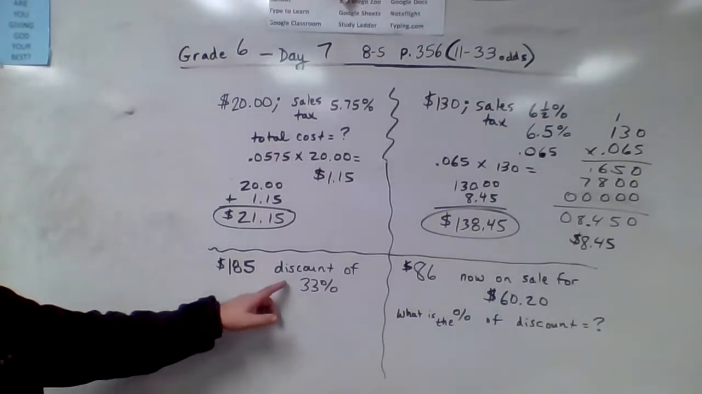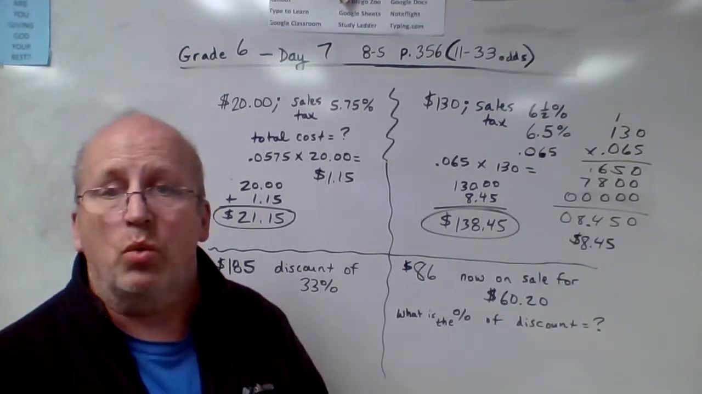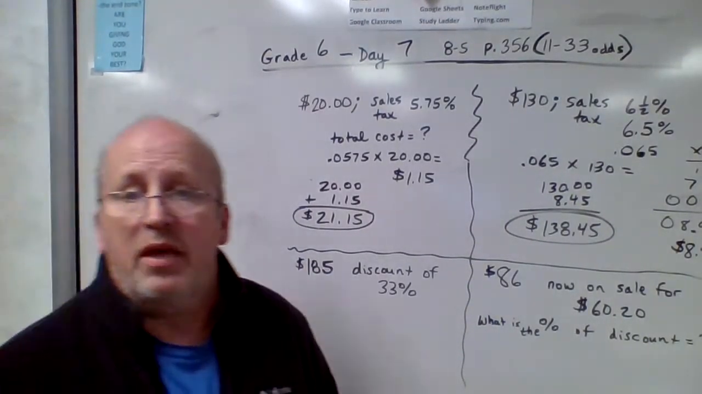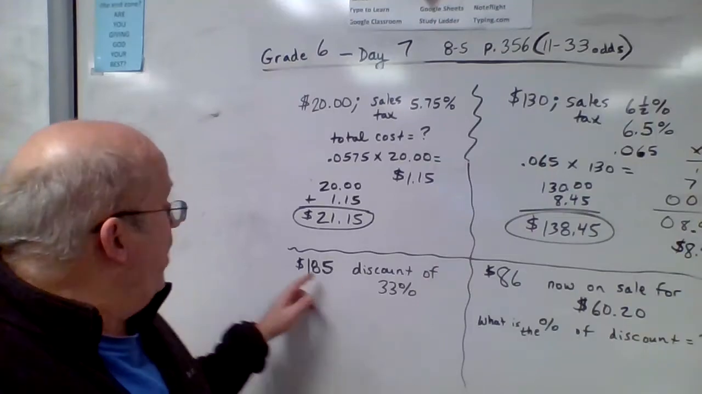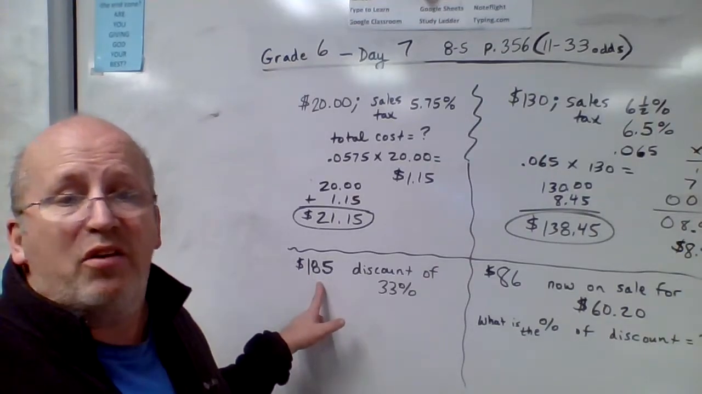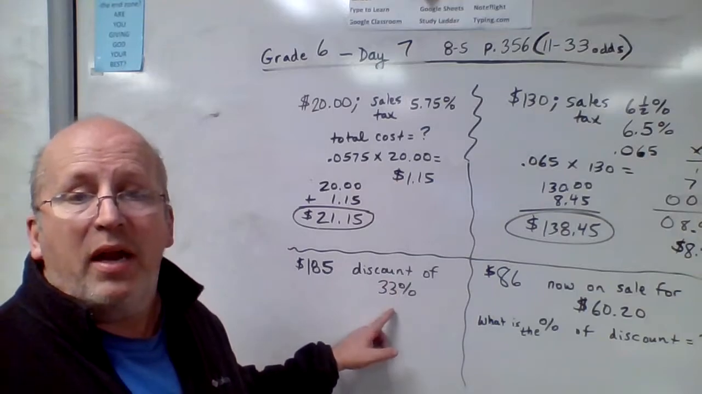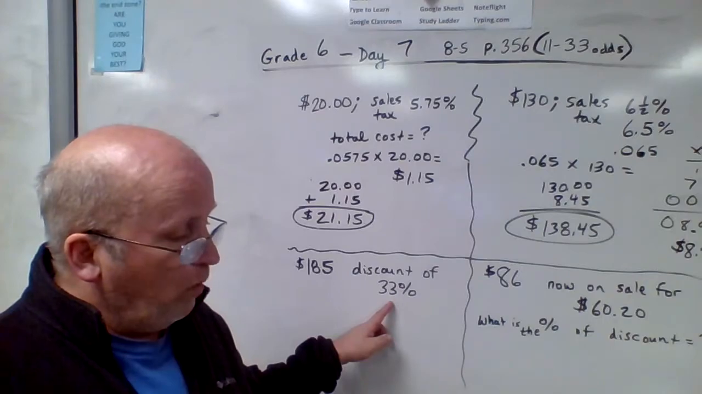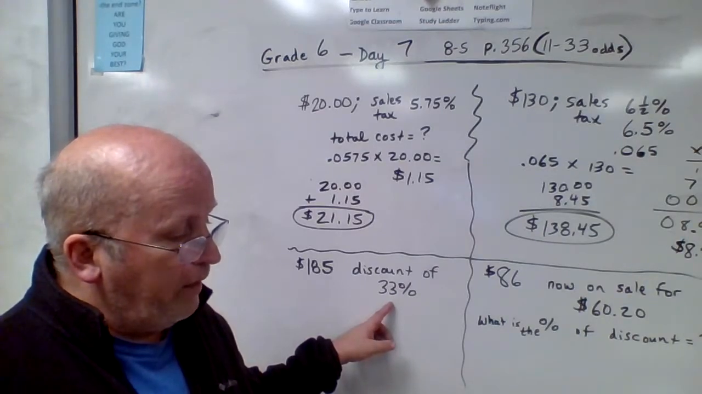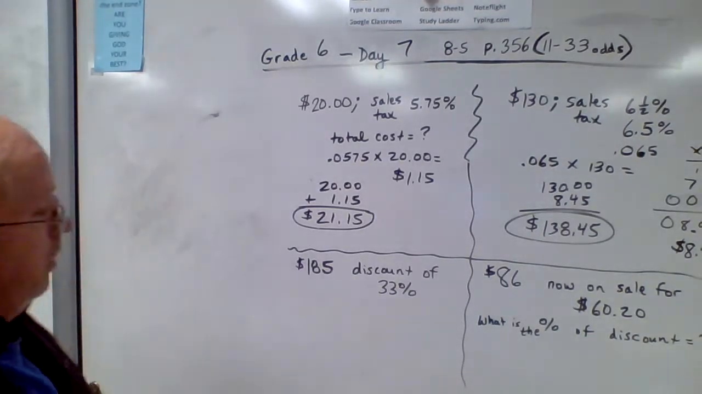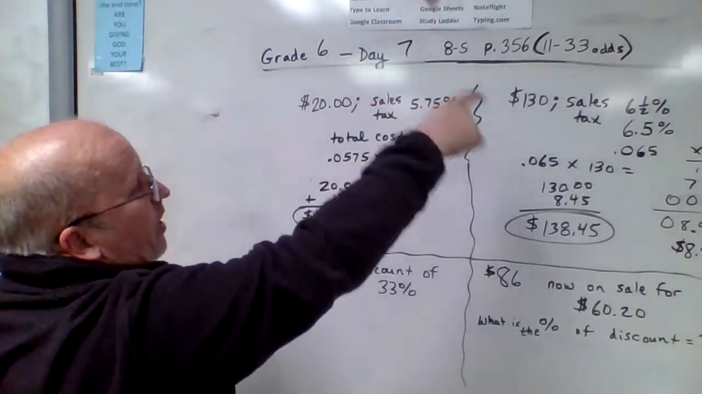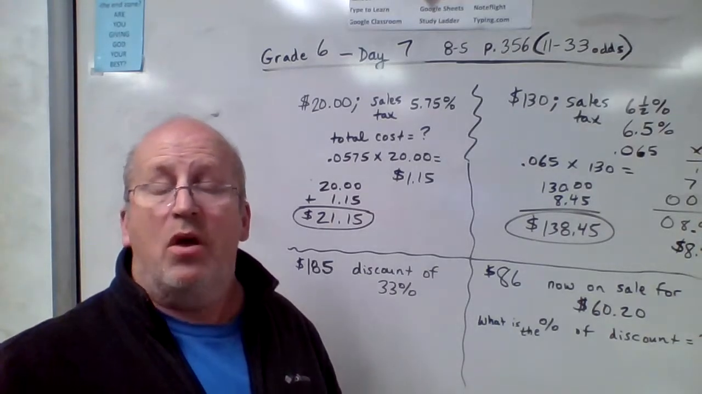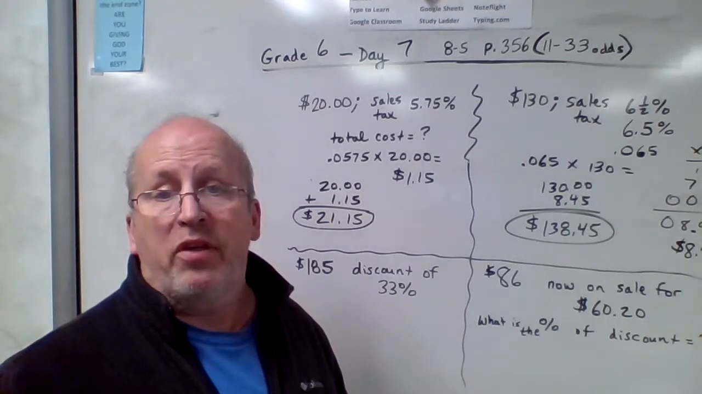Second kind of problem, what do we mean by a discount? A discount is when you reduce the price of something. In this particular case, we had an item that's $185, and we're reducing it by an amount of 33%. The question is, how do we figure that out? Well, it's very similar to this kind of problem, except instead of adding numbers together at the end, we're going to be subtracting some numbers at the end.